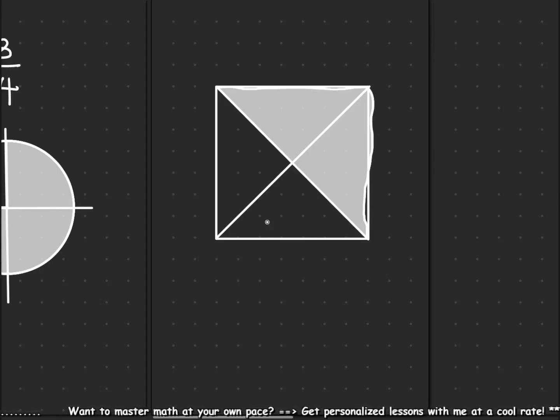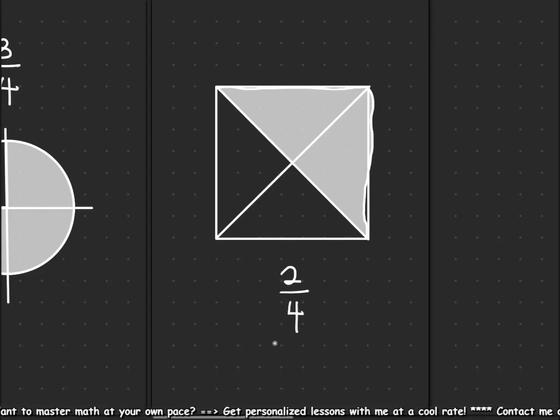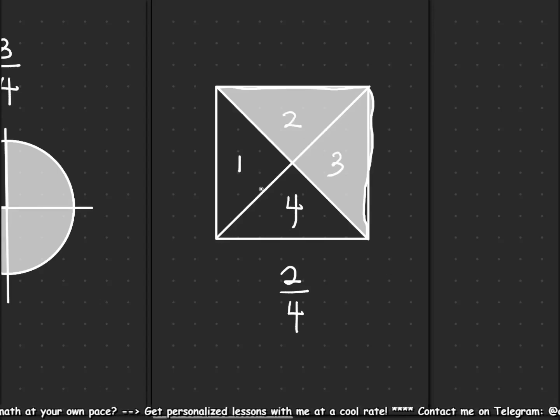And how would we represent this numerically? It is going to be what? Also a 2 on 4. Why? Because I have divided it into 1, 2, 3, 4 portions. That is our denominator here. And how many portions have I taken? 1, 2. 2 of them. That is how come we have what? 2 on 4.